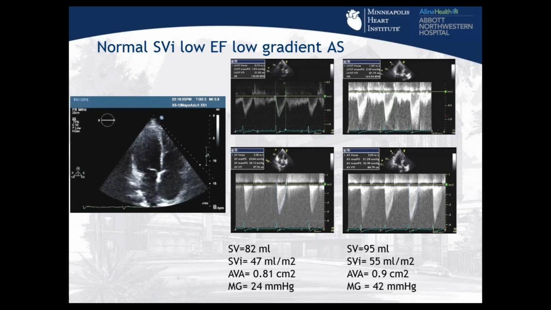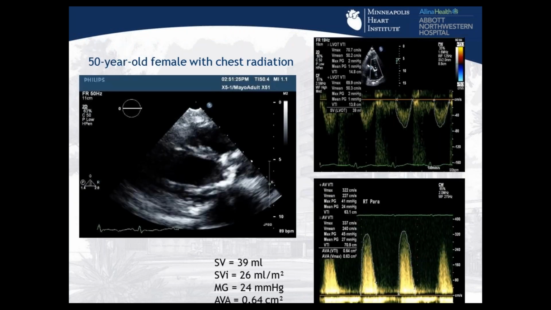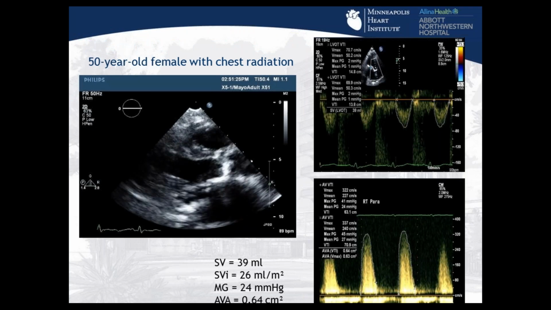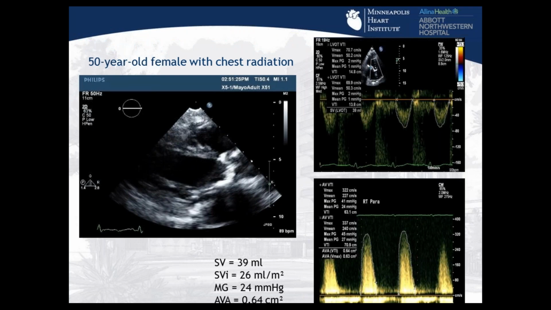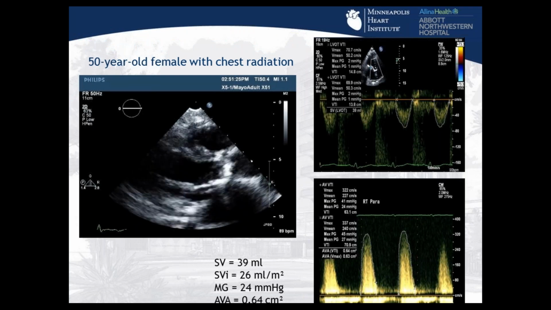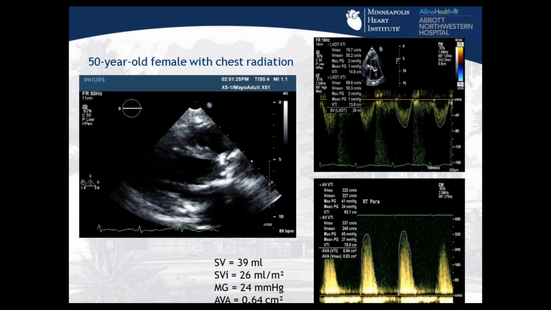And as you see, we were able to get his gradient to above 40, but did we really need to stress this patient? I think that's the main question. And on the other hand, we have this patient who has a completely normal ejection fraction, but a stroke volume index of 26. So again, the EF does not correlate with flow rate, or with your flow condition.